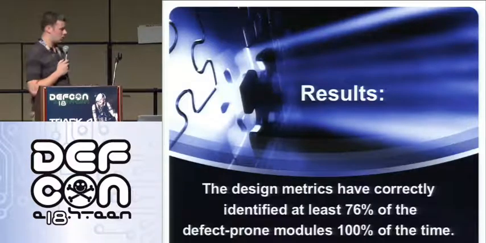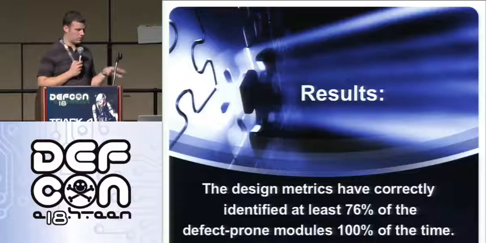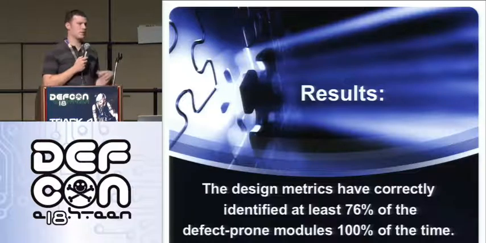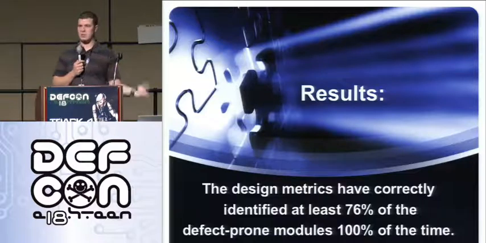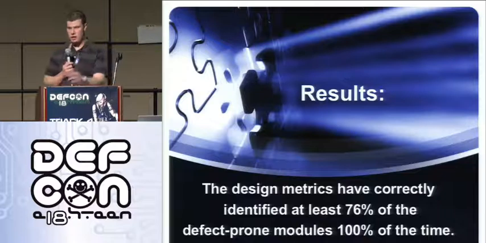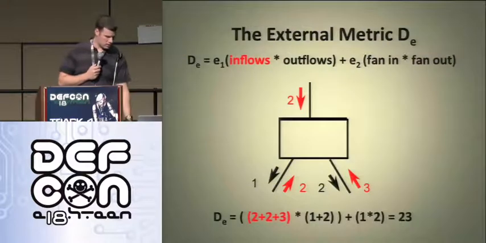Now, on the results for the actual reliability metrics, they have correctly identified in the worst case scenario 76% of the defect prone modules. Now that's in the worst case scenario. That means the worst time you ran it was 76. It's almost always higher than that, generally closer to 80 or 90%.